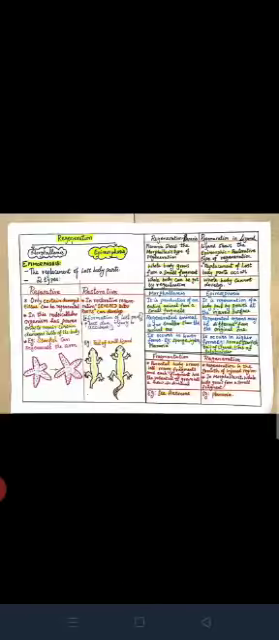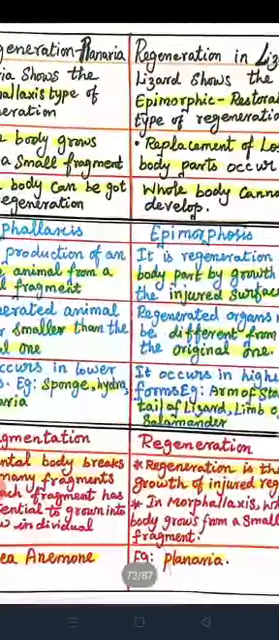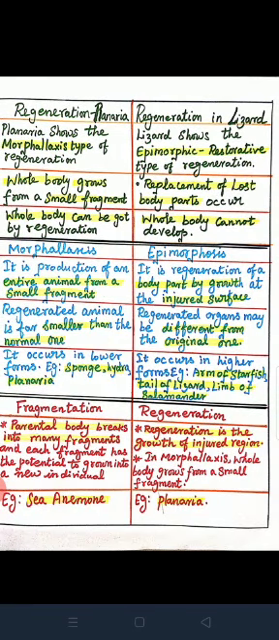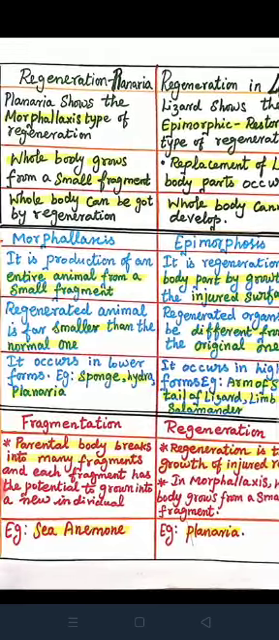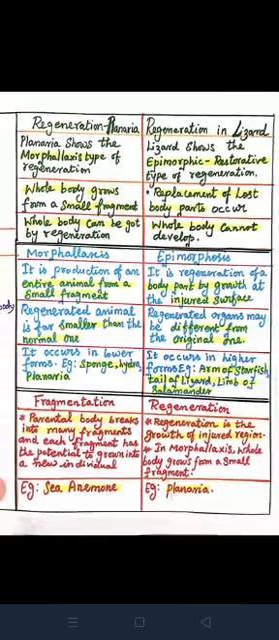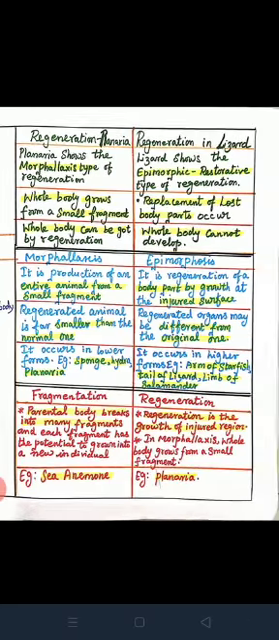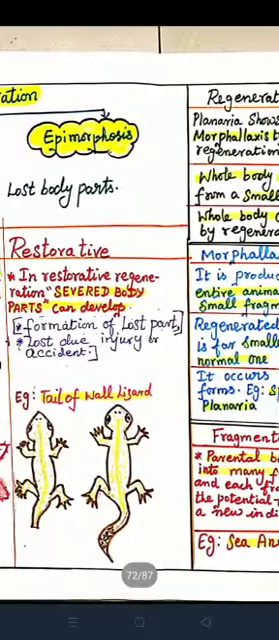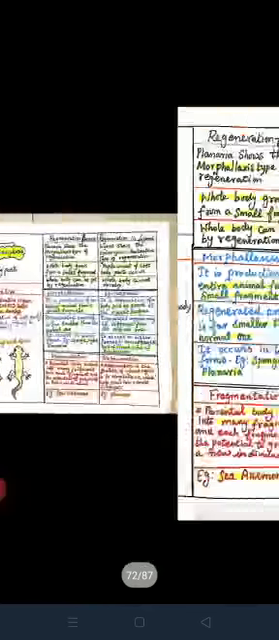Some comparative tables. See, regeneration in planaria, regeneration in lizard. See the first table, regeneration in planaria. Point number 1, planaria show the Morphallaxis type of regeneration. Lizard shows the epimorphic restorative type of regeneration. Now only we completed. Will you be able to recall? Yes. This one, restorative type.